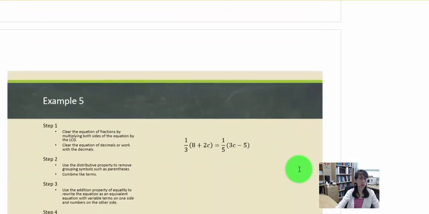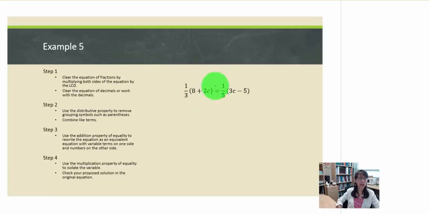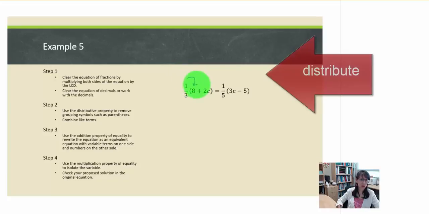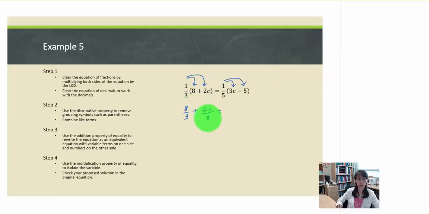So we've got one more example to work. In our last example, we have fractions again, but it looks a little bit different. So in order to know which terms really have fractions, I always suggest that you distribute before you try to eliminate the fractions, so that you don't end up multiplying too many times by the LCD. So by distributing first, we'd have 1/3 multiplied by 8. So that's 8/3. 1/3 times 2c would be positive 2c over 3. So you can see how both of those terms actually have a denominator of 3.